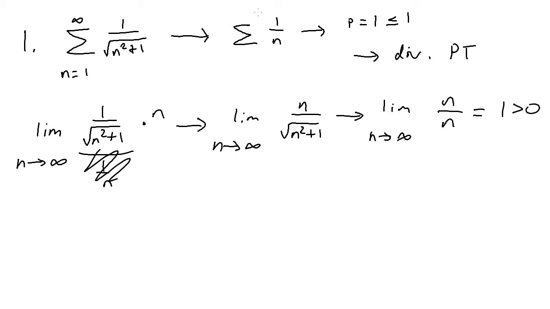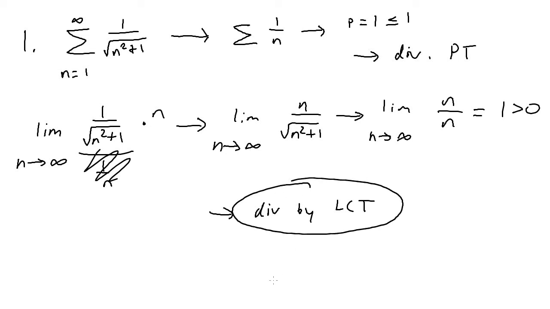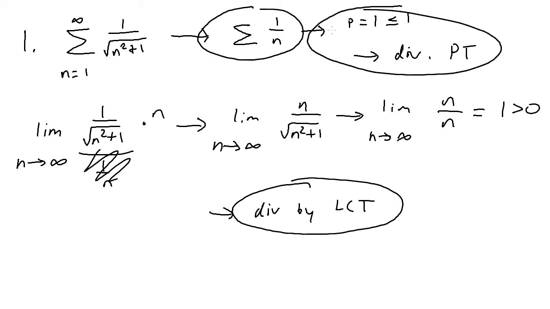And so if the similar series that we compared it to diverged, and the limit we get is greater than 0 and is a finite number, this means that the series of 1 over the square root of n squared plus 1 also diverges, but this time by the limit comparison test. Notice how the limit comparison and direct comparison have the same first couple steps, where we find a similar series and find whether that series will converge or diverge.